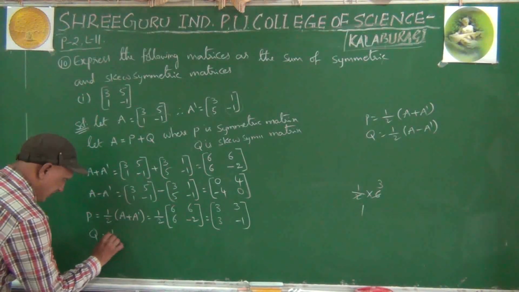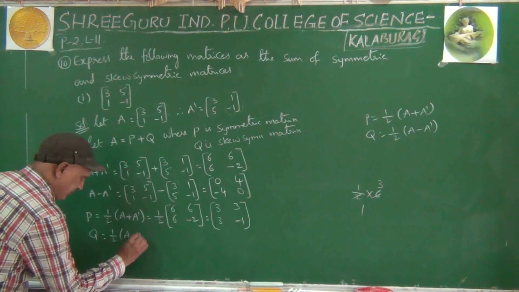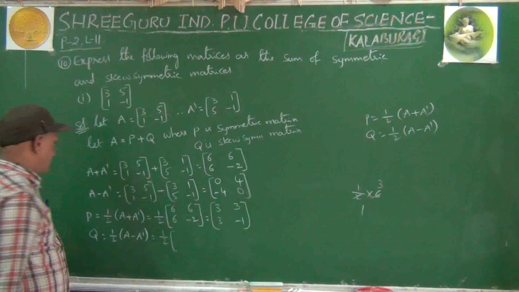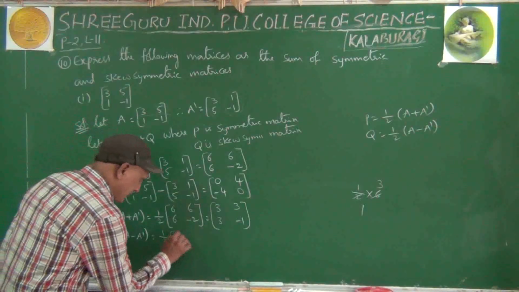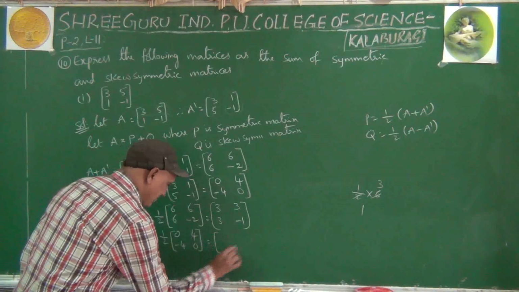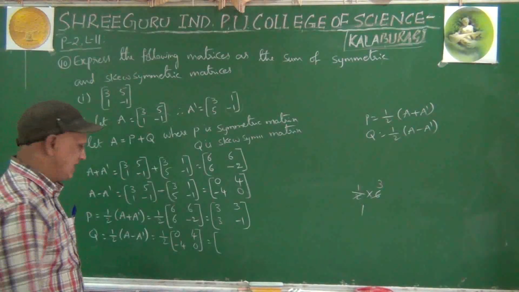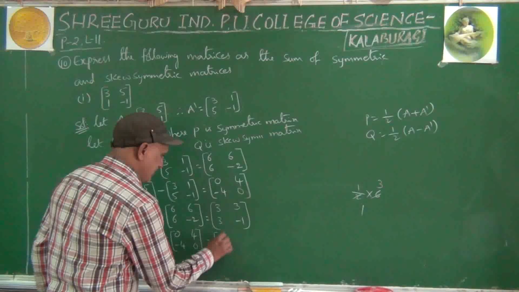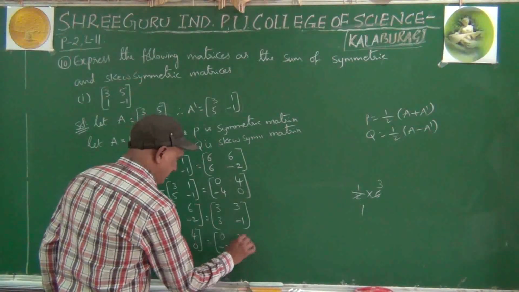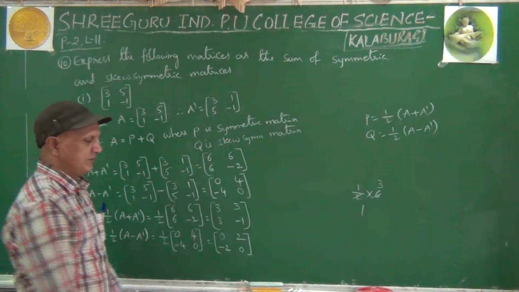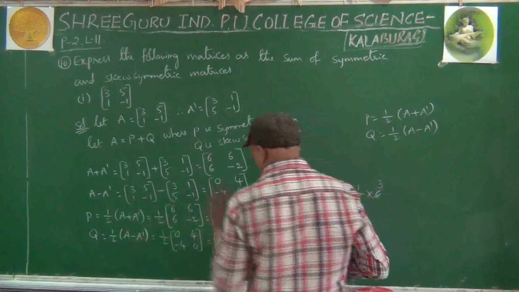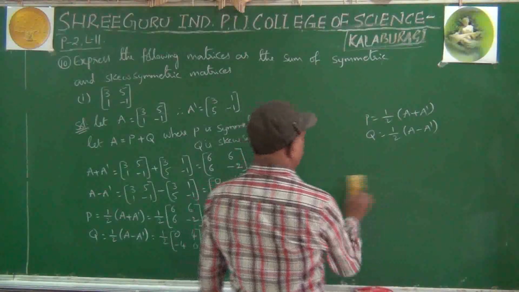Next Q. 1 by 2 into A minus A dash equals 1 by 2 into, what is A minus A dash? 0, 4, minus 4, 0. This is also scalar multiplication only. 1 by 2 into 0, 0. 1 by 2 into 4, 2, minus 2, 0. Okay? These are the things we got. P value we got this much, Q value we got this much.